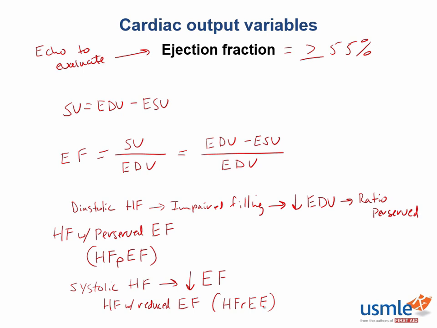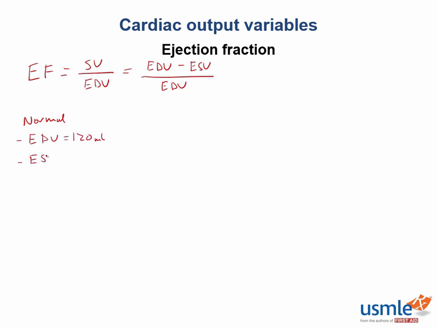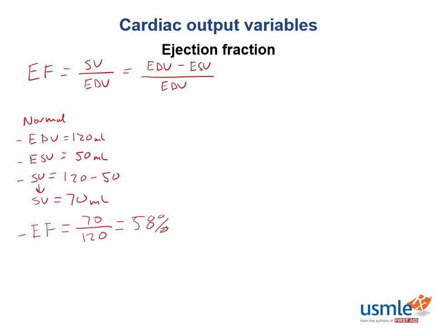Now, let's plug in a few real-life numbers to help us understand this better. So let's say normally we have an end diastolic volume of 120 mLs and an end systolic volume of 50 mLs. So if we do the math there, our stroke volume equals 70 mLs. And if we divide that by our end diastolic volume, we get an ejection fraction of 58%, which is normal because it's greater than or equal to 55%.